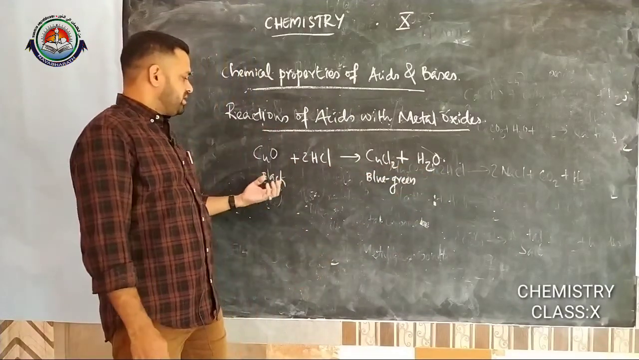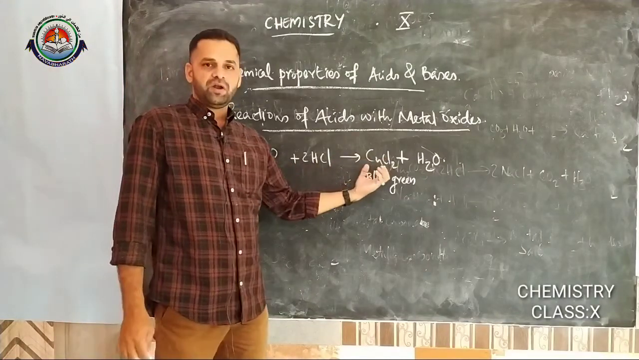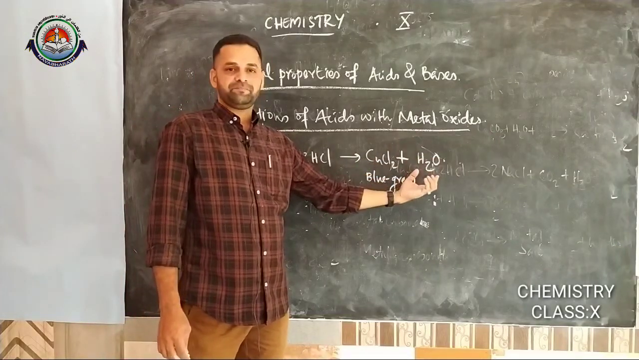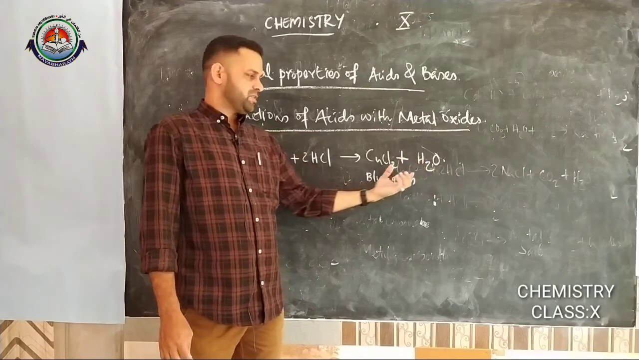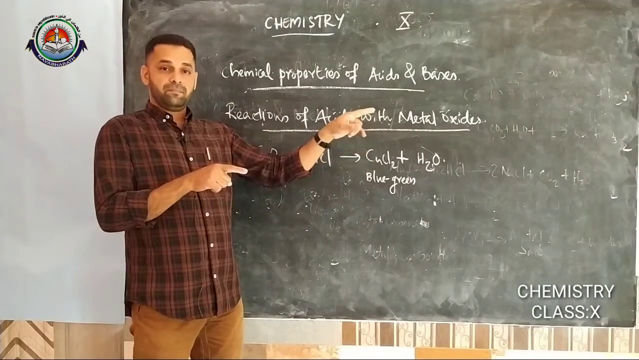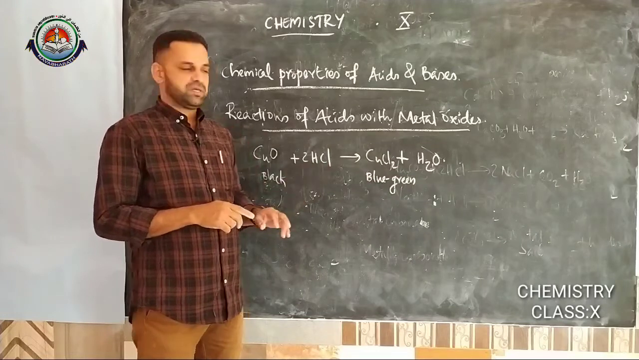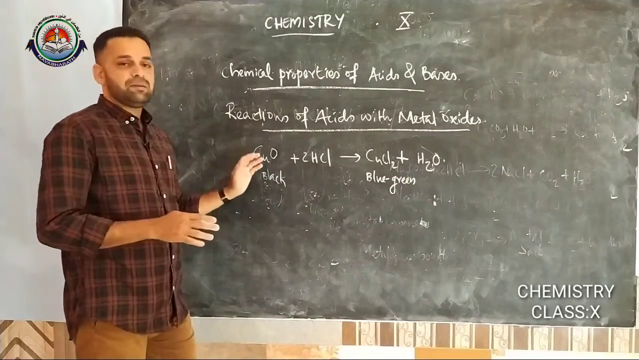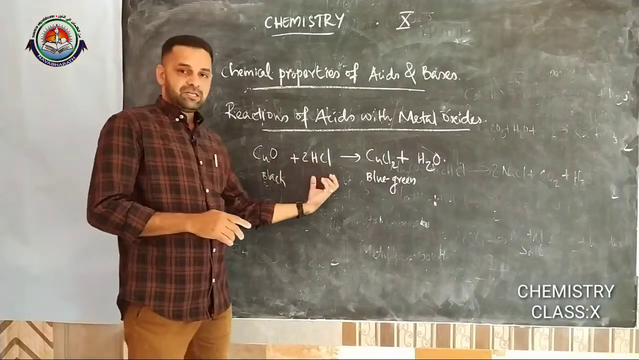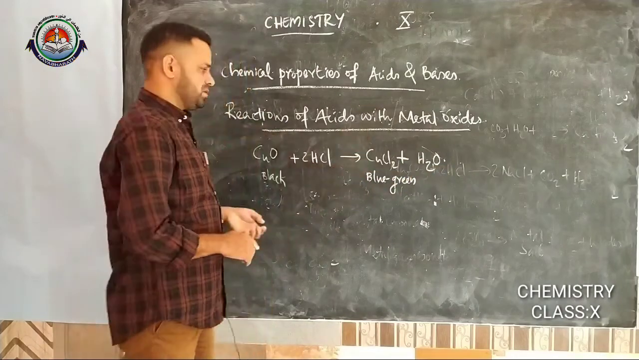So, what is happening here? When a metal oxide reacts with the acid, it forms CuCl2. It is a metal salt. So, metal salt plus water. So, this is similar to what? Neutralization reaction, isn't it? What is neutralization reaction? Acid reacts with the base to form salt plus water. In the same way, this reaction is proceeding, isn't it? So, it is an example for neutralization reaction. So, metal oxide reacts with the acid, it forms metal salt plus water, isn't it?